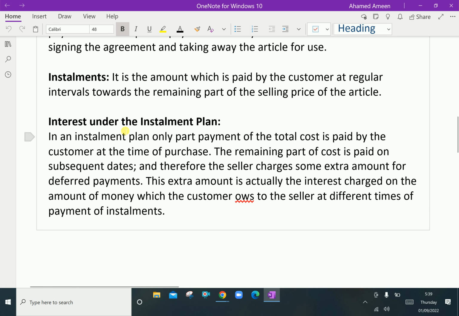Interest under the installment plan. In an installment plan, only part payment of the total cost is paid by the customer at the time of purchase. The remaining part of the cost is paid on subsequent dates, and therefore the seller charges some extra amount for deferred payments. This extra amount is actually the interest charged on the amount of money which the customer owes to the seller at different times of payment of installments.